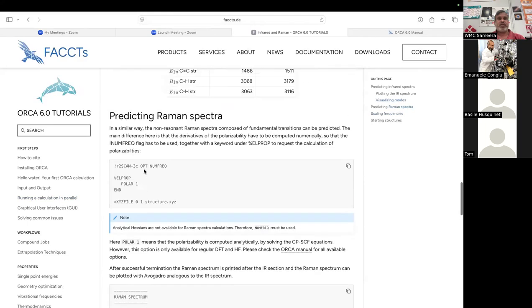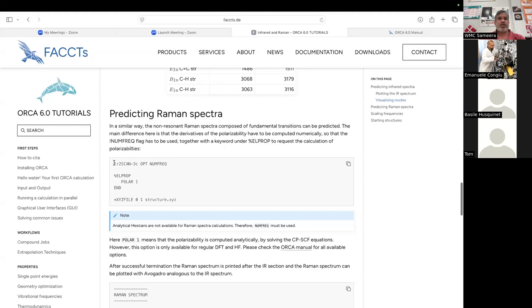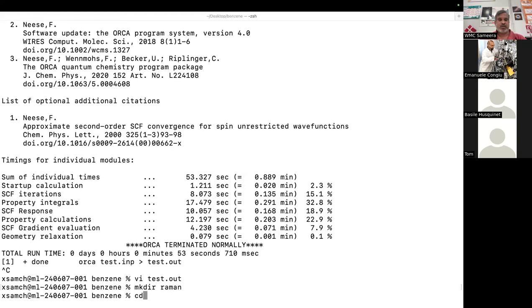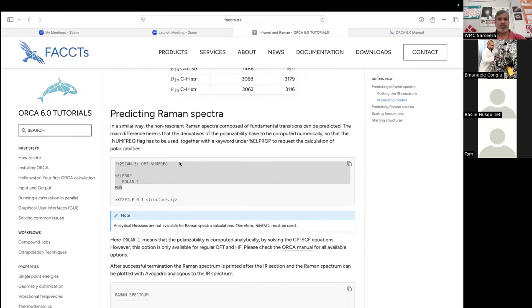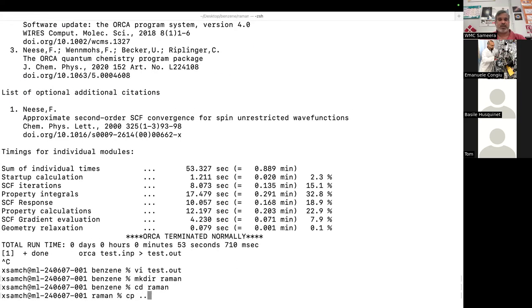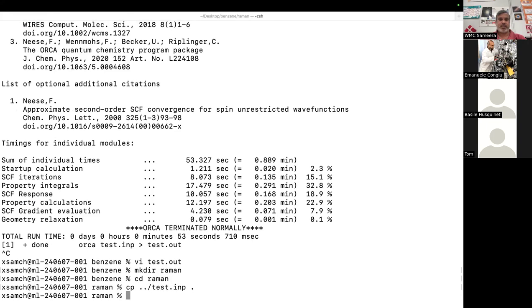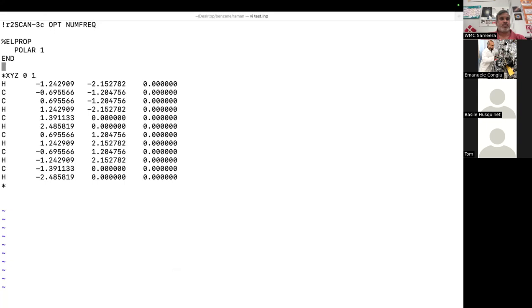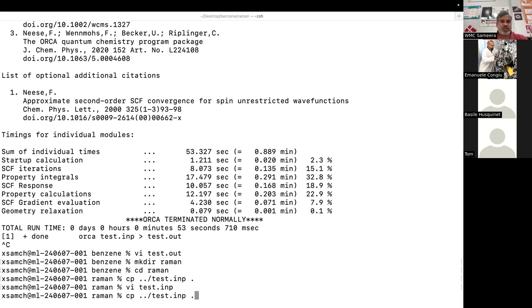Let's look at the Raman. So we can run a simple, well, we optimize the structure first, okay, we always do that, and then we compute the properties for the optimized structure. So that's how we always do.